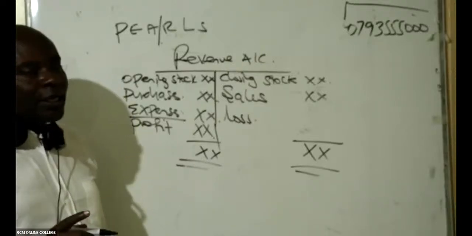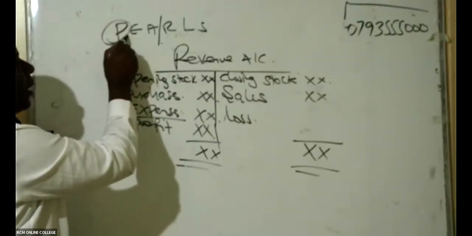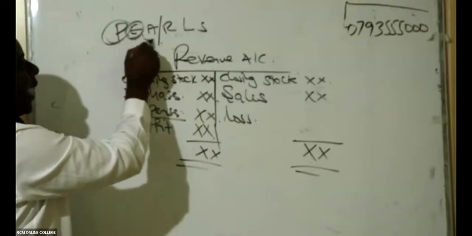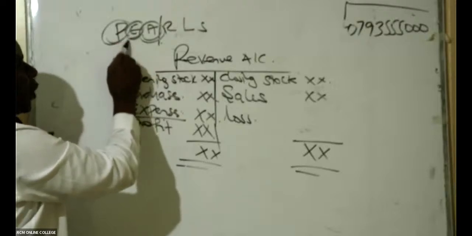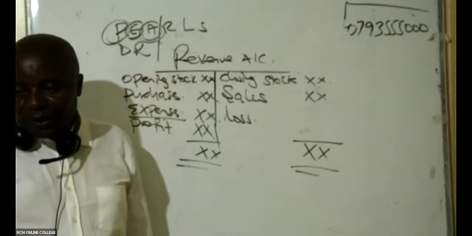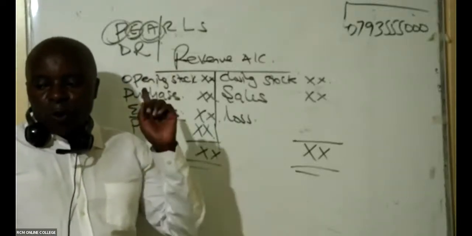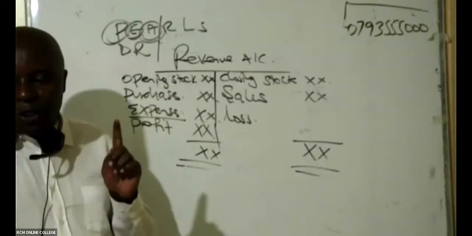The famous pairs. And if you remember these pairs, this stands for purchases, expenses, assets. Please write that down. So these are purchases, expenses, and the assets. They shall always be debited whenever they increase. Whenever they increase, you shall always debit.